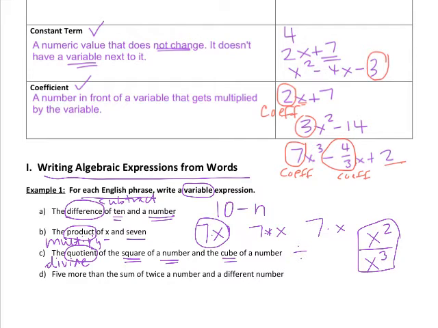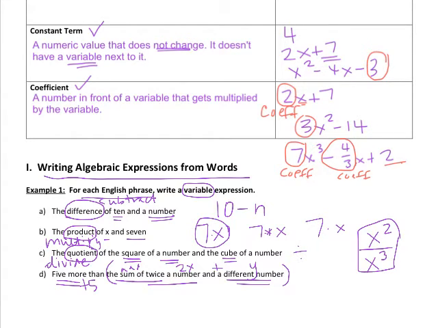And for part D, it's asking us to write a phrase that's 5 more than the sum of twice a number. 5 more, which means to add 5, than the sum of twice a number. Twice a number is 2 times some number. We'll say it's x, some number x, and a different number. Now we're saying a different number, which means we actually have to bring in a different variable to represent that different number. So I'm just going to use y. So we have to say that these things are going to be together. There's the sum of twice a number and a different number. The sum means that we're adding.